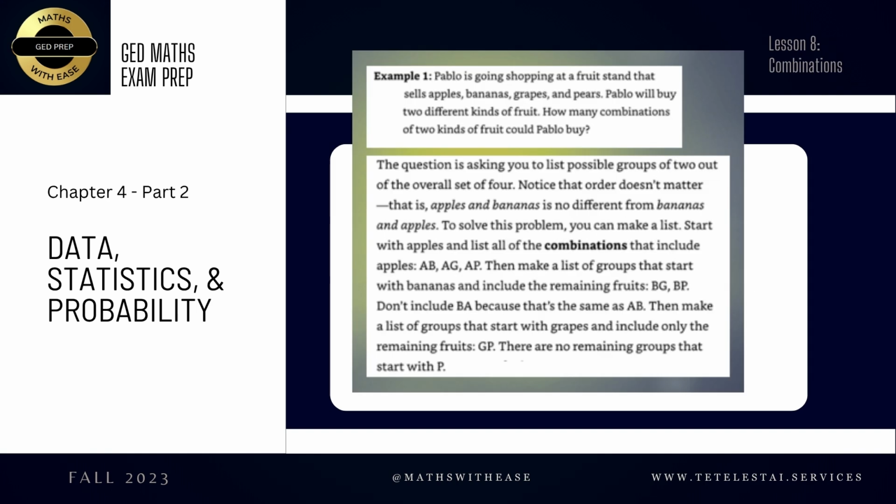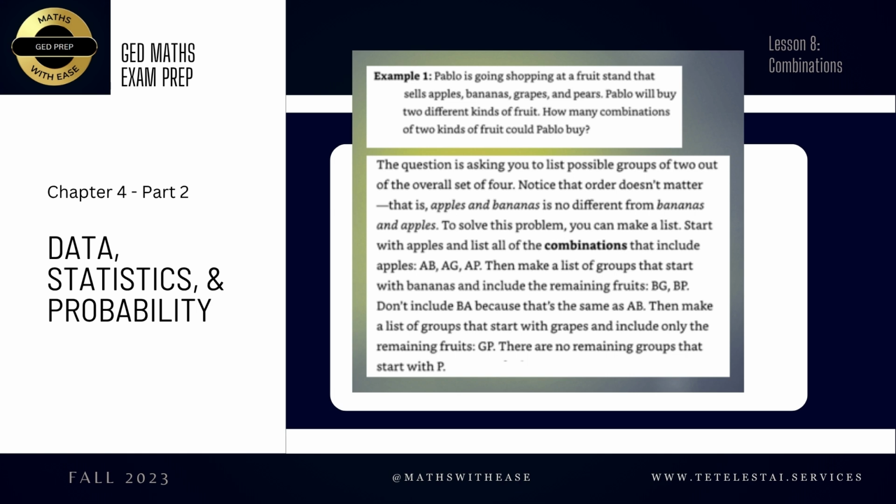So in this example, we're told that Pablo is going shopping at a fruit stand that sells apples, bananas, grapes, and pears. Pablo will buy 2 different kinds of fruit. How many combinations of 2 kinds of fruit can Pablo buy? Well, the question is essentially asking you to list the possible groups of 2 out of the overall set of 4. Out of these 4 fruits, how many combinations of 2 can Pablo buy, right?